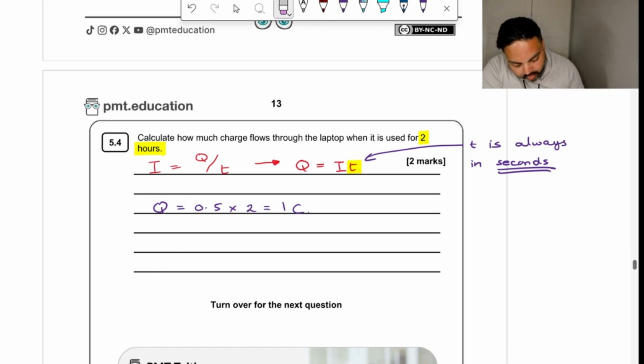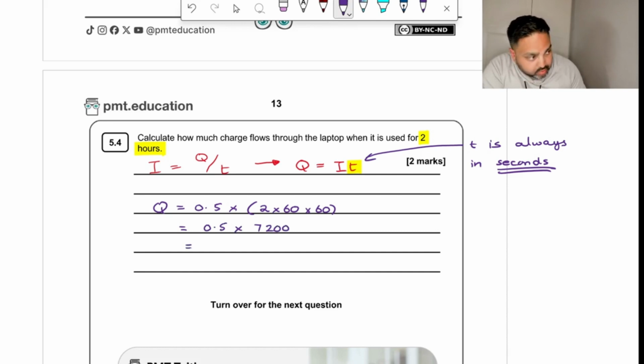All right, so I'm going to rub out all the rest of this, because I need to convert 2 hours into seconds. How do I do that? Well, I know it's going to be 2 multiplied by 60 minutes in an hour multiplied by 60 again for seconds. Good, well done, Star. So I now get 0.5 multiplied by 7,200 seconds, and that's going to give me an answer of 3,600 coulombs.